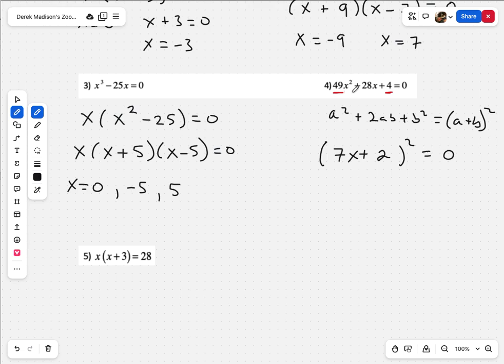And generally, if you see the squares on the ends, it's almost always one of these, but it doesn't have to be one of these. It can be. You can have squares on the ends with a different middle term. So it is good to check. With this one, 7x plus 2, that's a little harder.